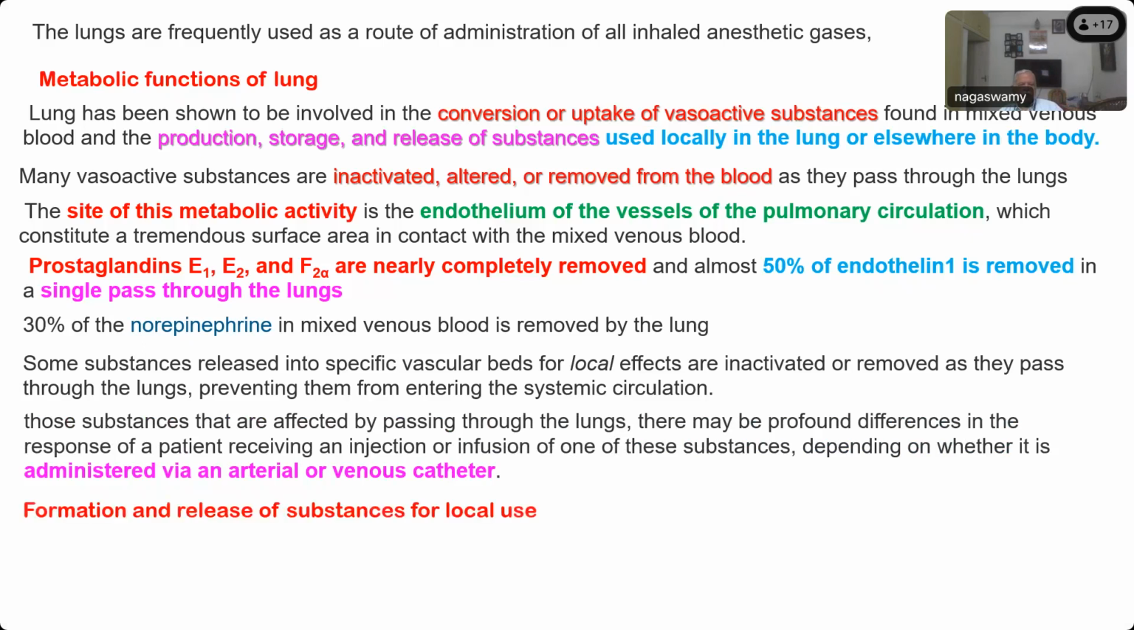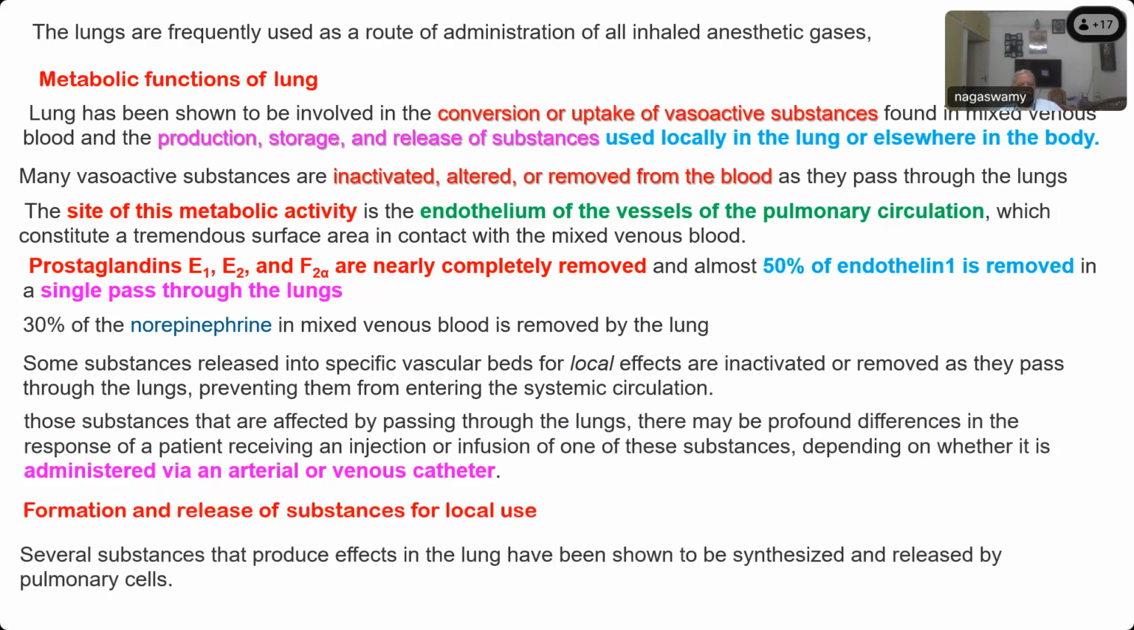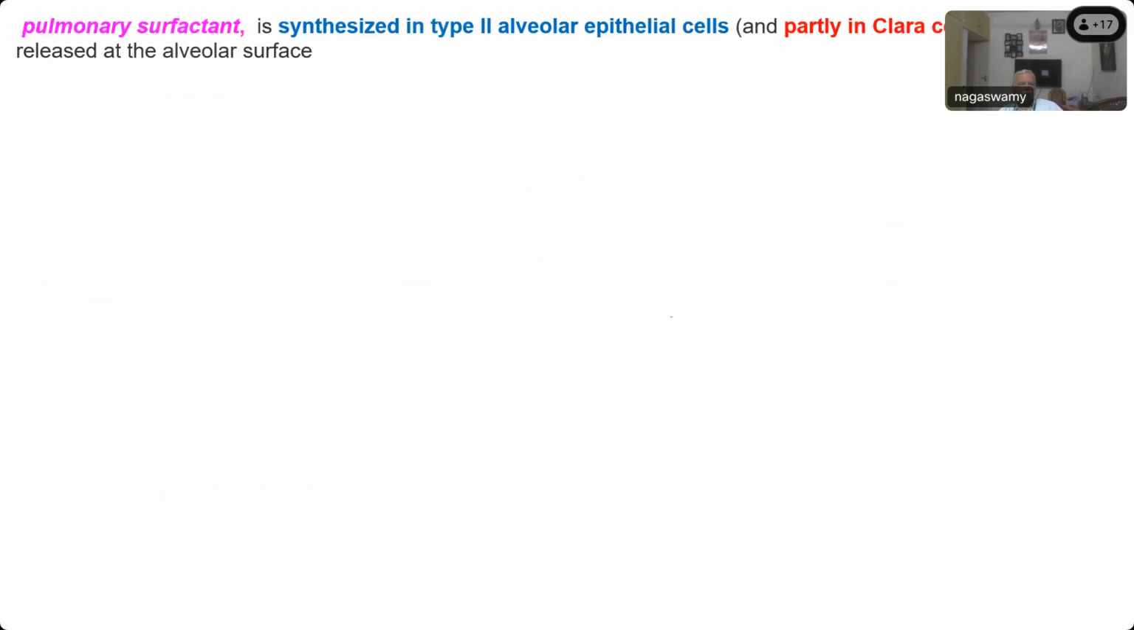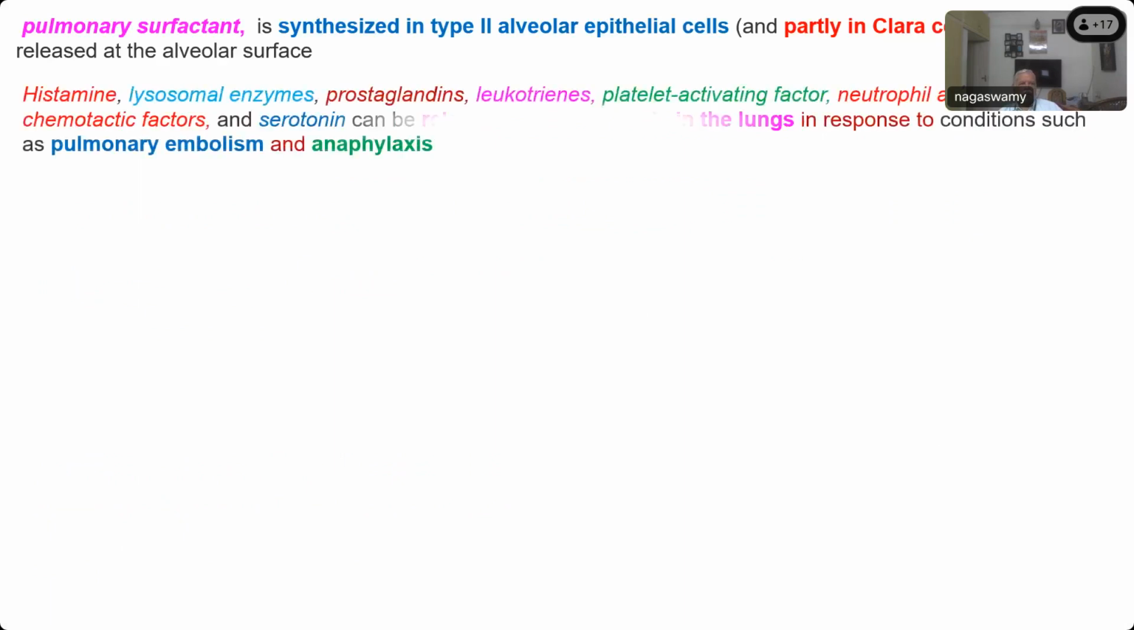And formation and release of substances for local use in the lung. Several substances that produce effects in the lung have been shown to be synthesized and released by pulmonary cells. The pulmonary surfactant is one such thing, synthesized in type 2 alveolar epithelial cells, and also partly in cells called Clara cells, that is released to the alveolar surface. Histamine, lysosomal enzyme, prostaglandins, leukotrienes, platelet activating factor, neutrophil and eosinophil chemotactic factor, serotonin can be released from the mast cells in the lungs in response to conditions such as pulmonary embolism or anaphylaxis.